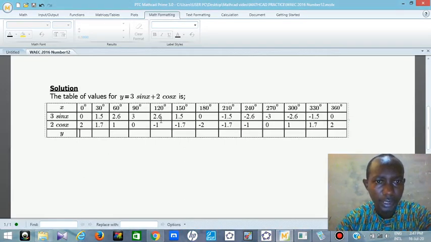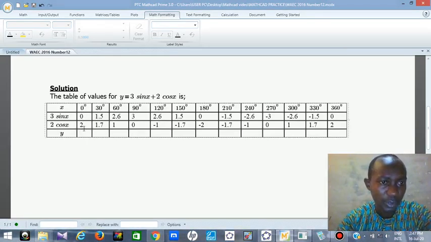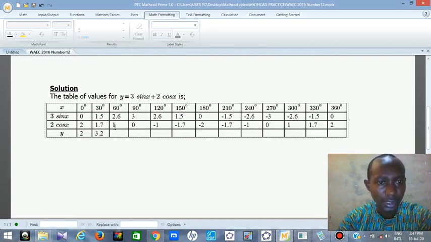Okay, you can see we are through with everything. I just skip that because of time, so that we'll do fast and complete everything. Then now the next thing is to do your addition. So the first one is 0 plus 2. So you have 2 here. Then this is 1.5 plus 1.7. This is 1 plus 2. Remember 1, that is 3. We have 3.2. Then this is going to give you 3.6. 2.6 plus 1 is going to give you 3.6, and this is going to give us 3.